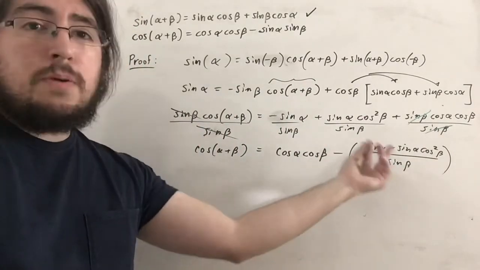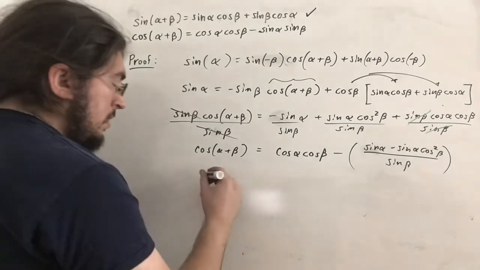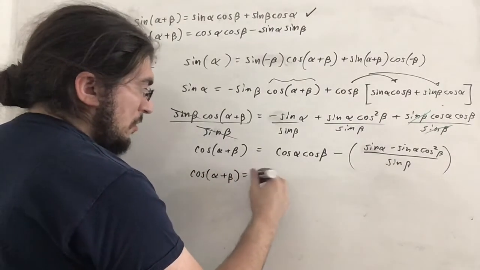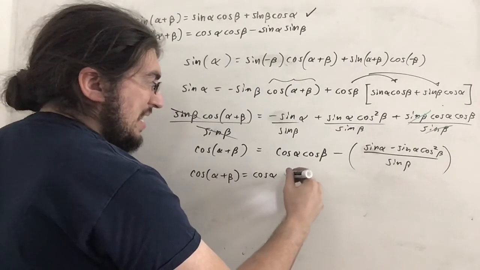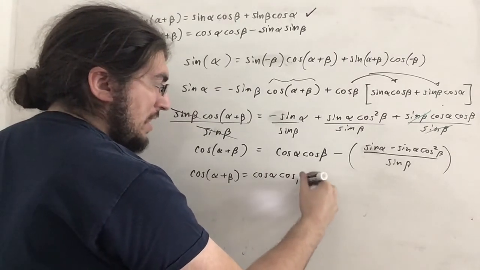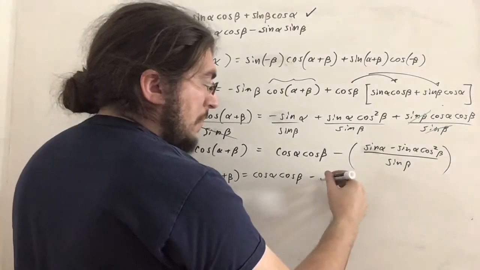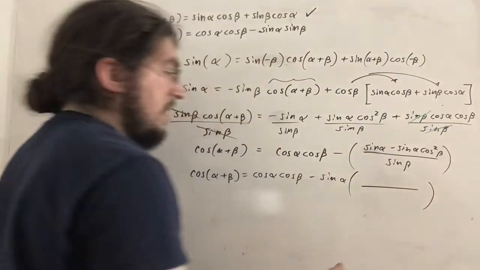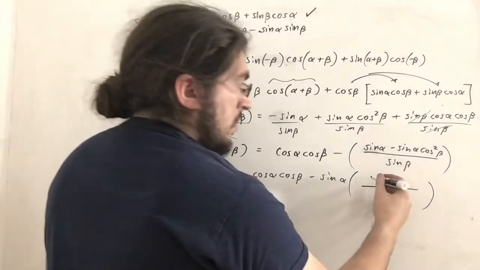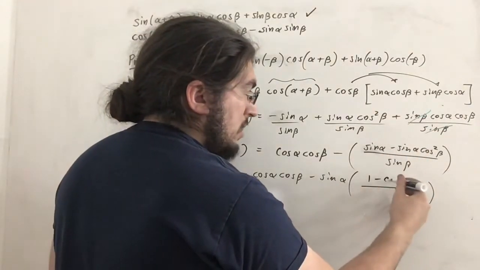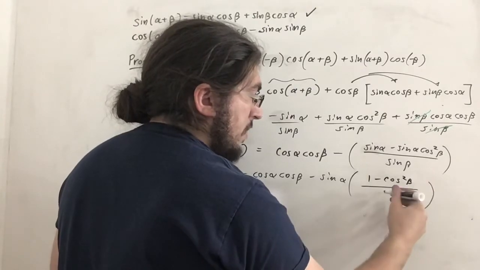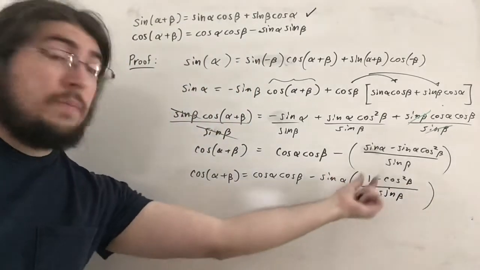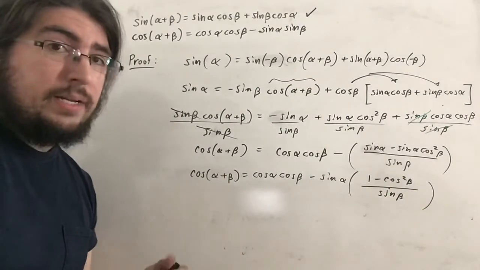Now notice on top you can pull out sine of alpha. So we get cosine of alpha plus beta. We're so close, I can taste it. Cosine alpha cosine beta minus, I'm pulling out a sine alpha. What we have left now finally is pulling out the sine alpha, we get 1 minus cosine squared of beta over sine beta. And what is 1 minus cosine squared of beta?